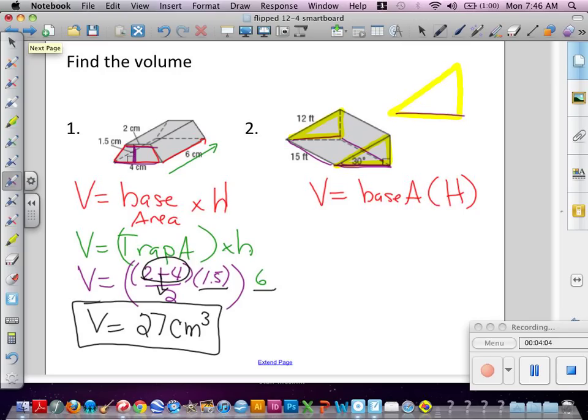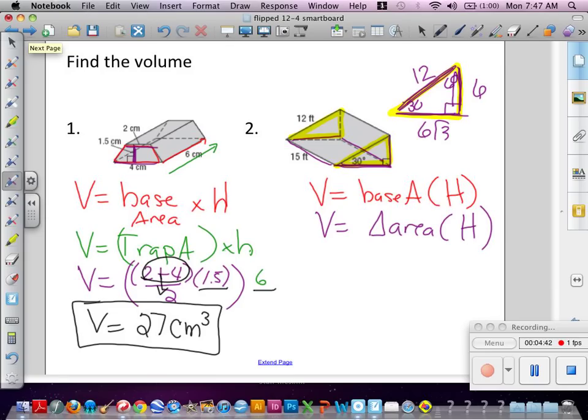I don't have this one, but this is 30. I don't have this. This is 60. This is a right angle, and this is 12. So for my volume, I need to try and find the triangle's area, and then I'm going to multiply it times the height of the whole prism. So in order to find my triangle's area, I need base times height divided by 2. So I need my base and my height here. And so this is the hypotenuse. So my short leg is going to be 6, and my long leg is going to be 6 root 3.